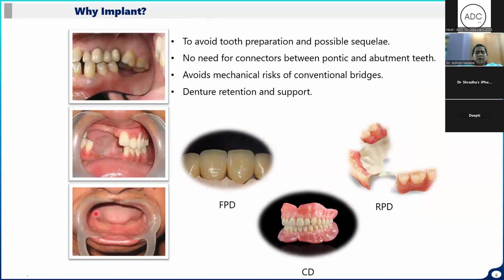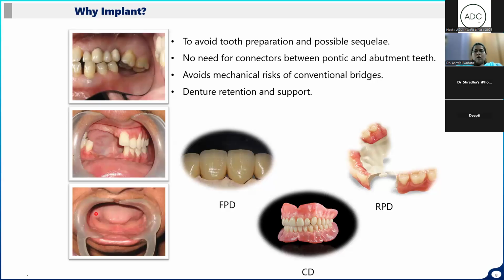So till now we have seen what the parts of the implant are and what the implant exactly is. What is the difference between the natural tooth and the dental implant? So why is this dental implant needed, or why should we recommend the patient to go for the dental implant?